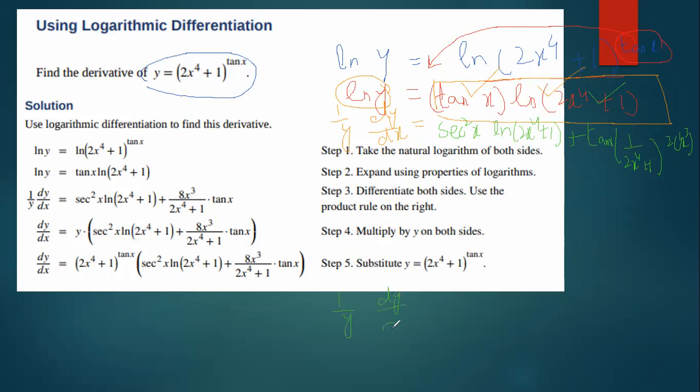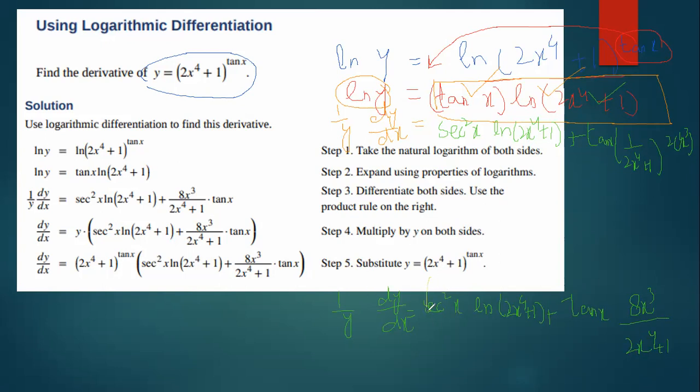Okay, so I will write here, 1 upon y dy upon dx equals to secant square x log of 2x power 4 plus 1 plus tan x into this will be 2 multiplied 4x cube, so it will be 8x cube divided by 2x power 4 plus 1.